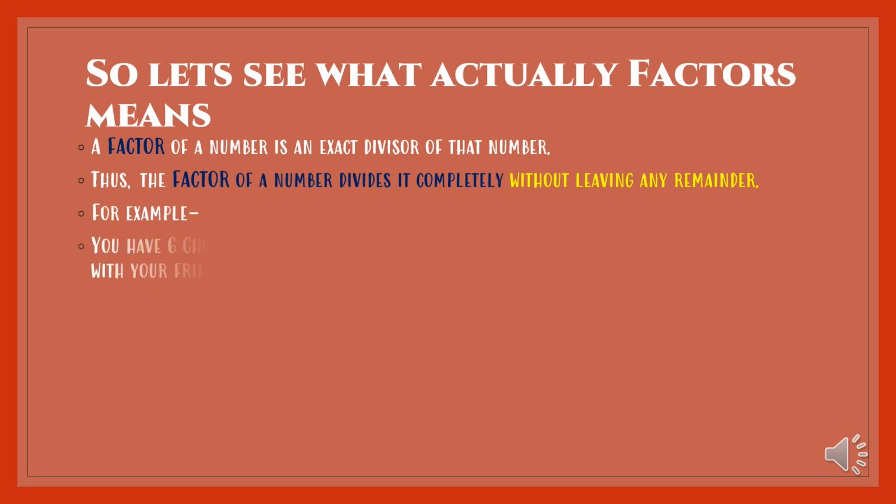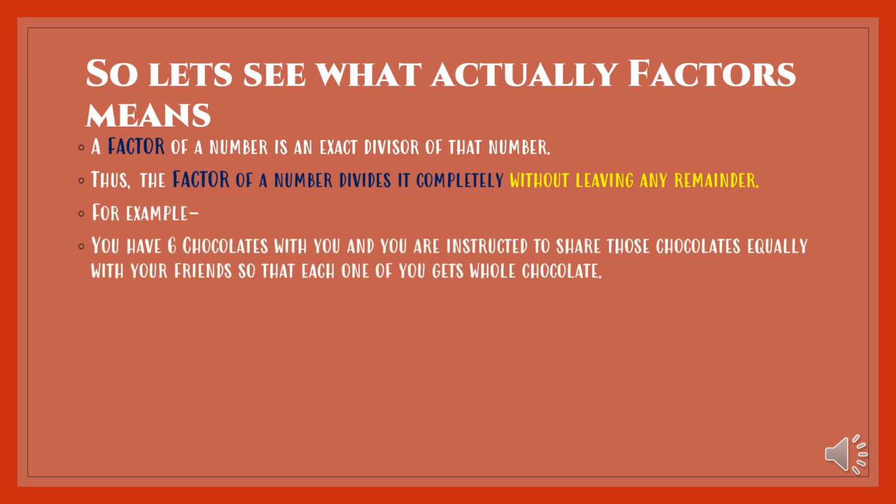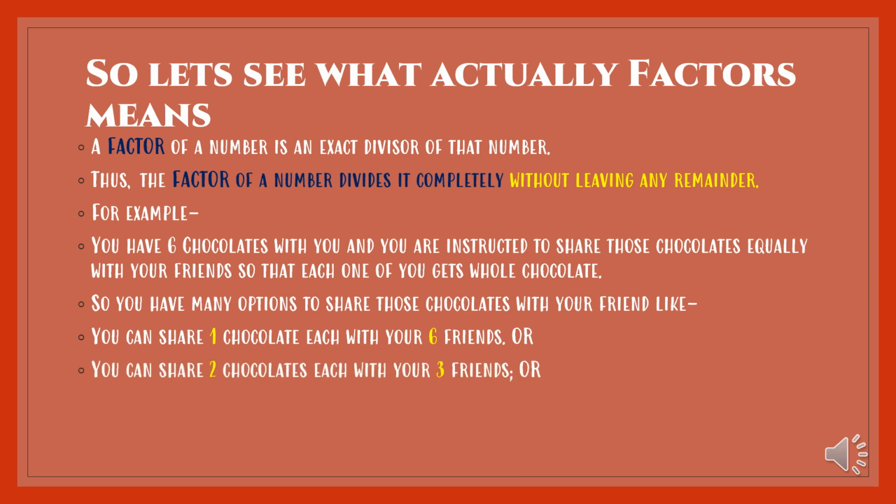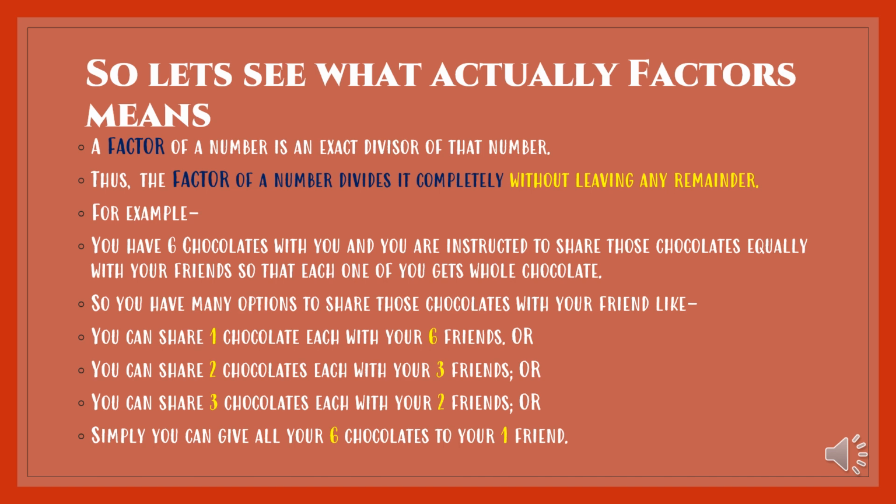For example, you have six chocolates with you and you are instructed to share those chocolates equally with your friends so that each one of you gets a whole chocolate. Remember, you cannot break the chocolate before sharing. So, you have many options to share those chocolates with your friends. Like, you can share one chocolate each with your six friends, or you can share two chocolates each with your three friends, or maybe you can share three chocolates each with your two friends, or simply you can give all your six chocolates to your one friend.